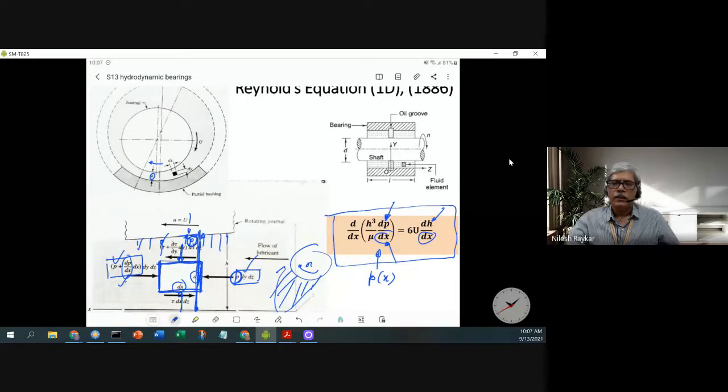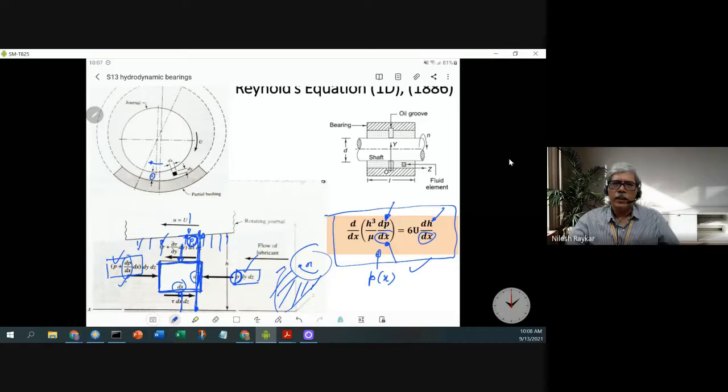And there is a 2D formulation, which is given in the textbook by Bhandari, which is a little more complex to derive. So here we are assuming that there is no variation in the z direction. So the bearing is infinitely long. In that case, this particular equation is valid.